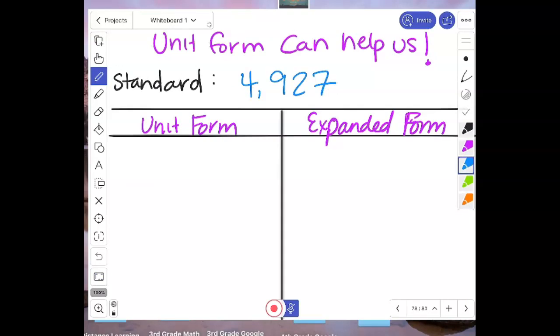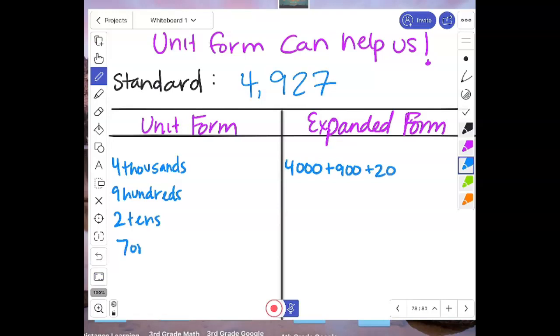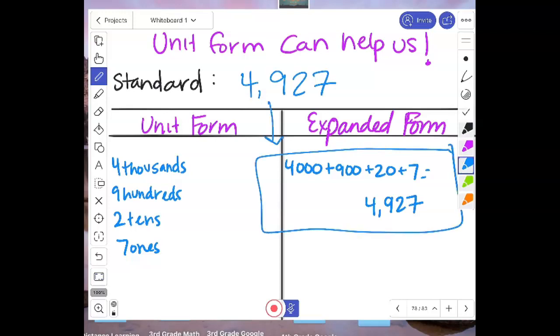One more time. 4,927, that's 4 thousands, or 4,000. 9 hundreds, or 900. 2 tens, or 20. And 7 ones, or 7. And altogether that equals 4,927. So really what I do is I'm taking my number that's in standard form and I'm expanding it into an addition sentence that shows every single digit and what it's worth.